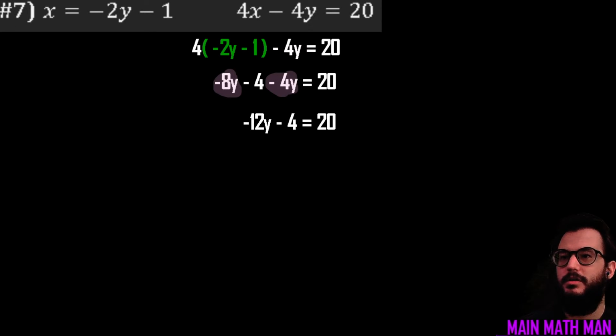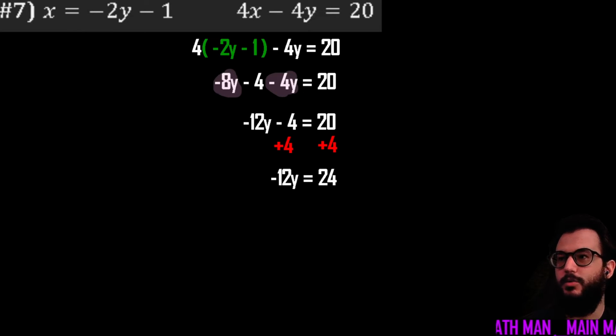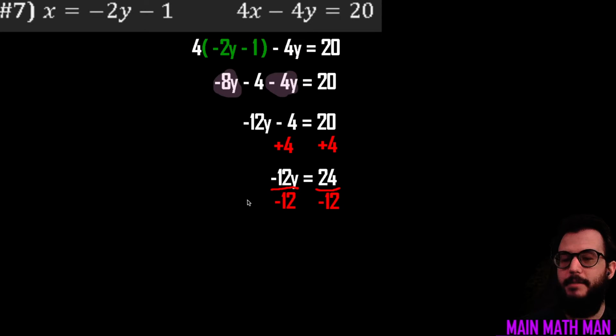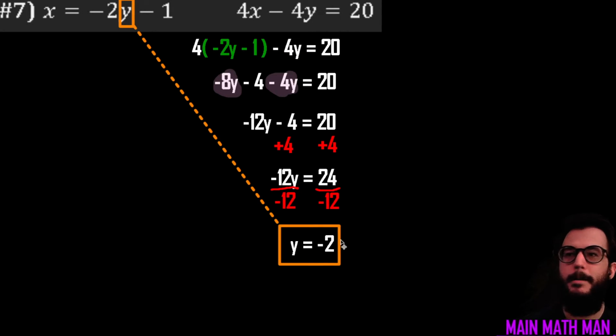Two-step equation, get the variable by itself, so I add 4 to both sides, and now my equation is negative 12y equals 24. Divide both sides by that coefficient of negative 12, and so now I have y equals negative 2. As soon as you get that value, plug it back into your equation that you didn't use, and so I'm going to say, hey, instead of y, now I have a negative 2.